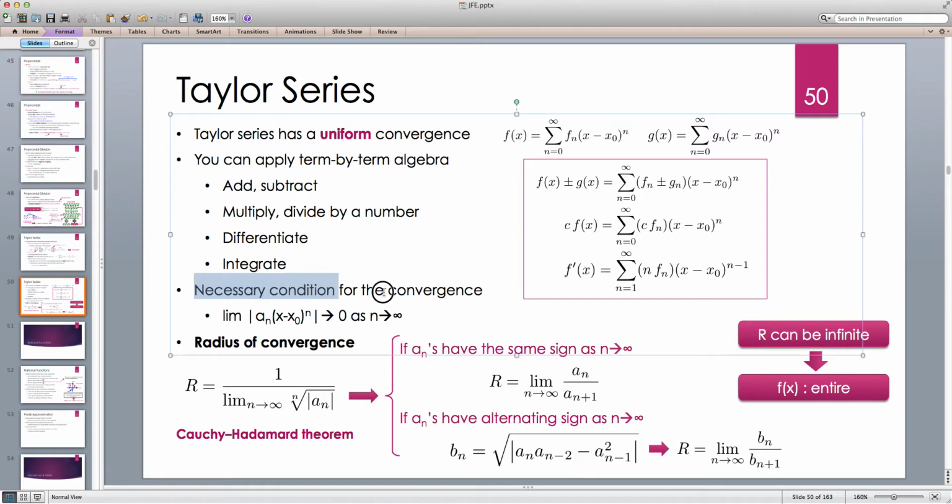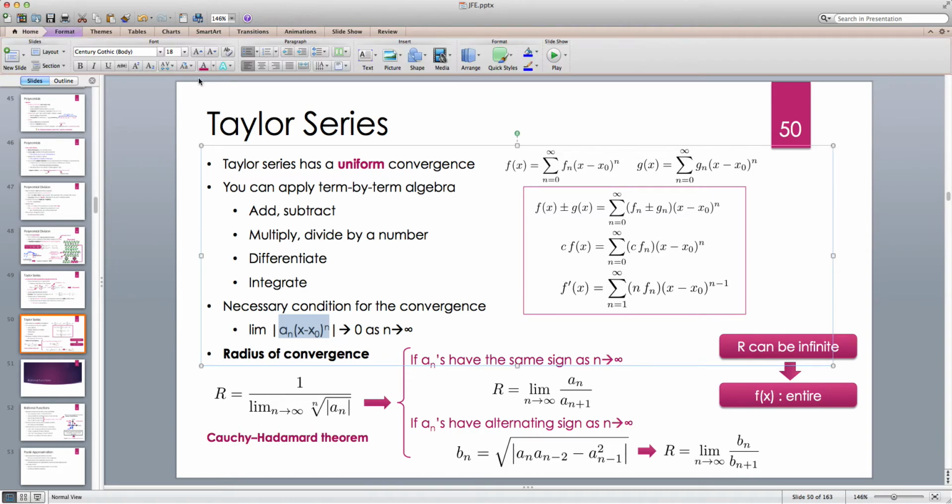But then in the discussion of convergence of the series, we said that if I have a series, sigma n from 0 to infinity, of some sequence, because as soon as I plug in some number for x this becomes a sequence, right? The terms are fn (x minus x0) to the n, all right? The necessary condition is that as n goes to infinity, the generating sequence, which is fn or an here, times (x minus x0) to the n, must go to 0. The limit of this sequence must go to 0.